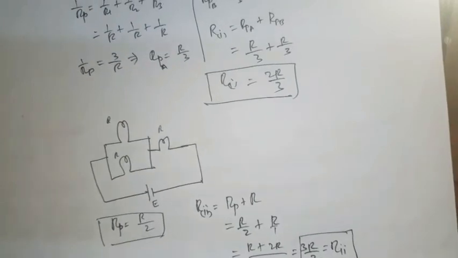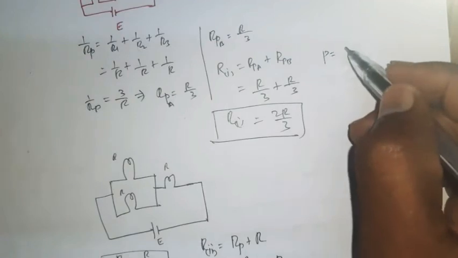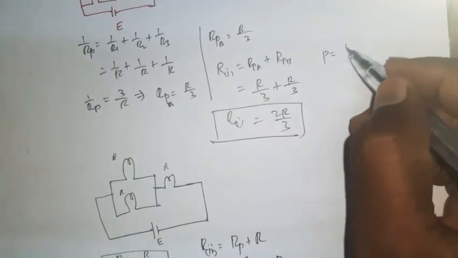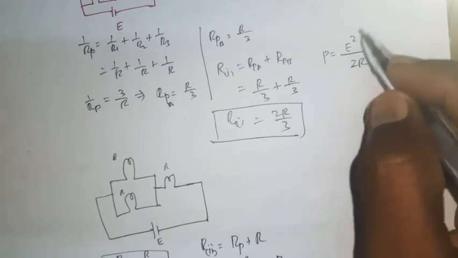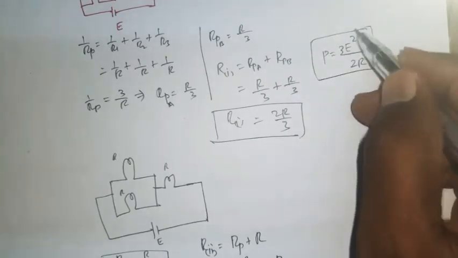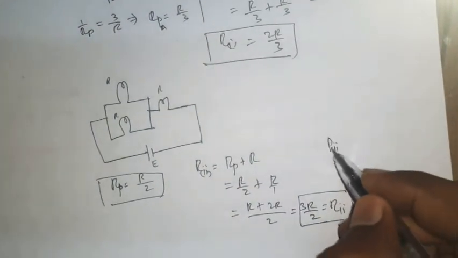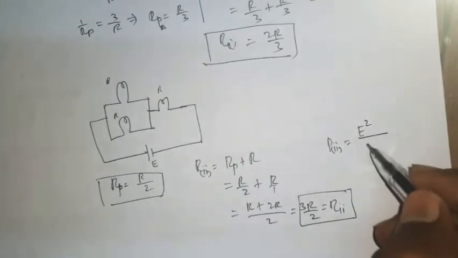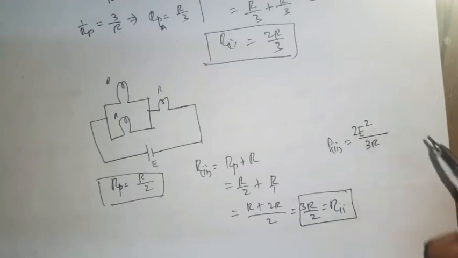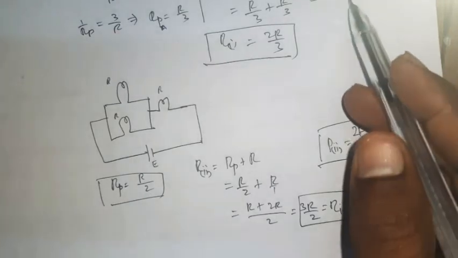Now the power for the first situation, P = E squared by R. The R value is 2R/3, so that 3 goes to the numerator. For the second situation, power is E squared by R, where the R value is 3R/2, so the 2 goes to the numerator. Now they are asking for the ratio of power consumption, 1 to 2.